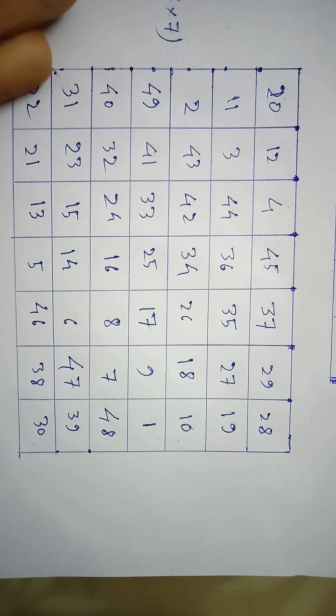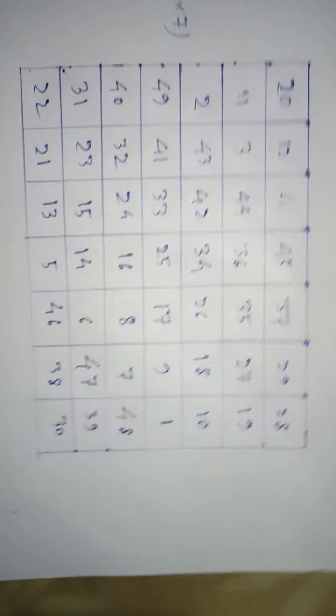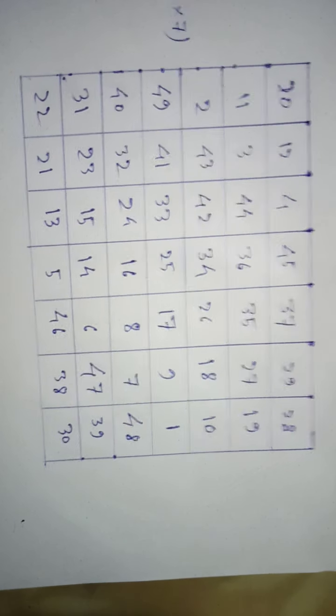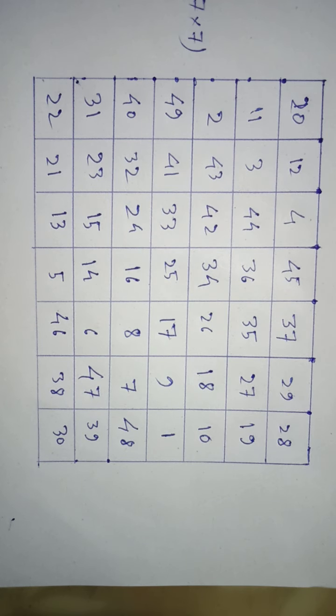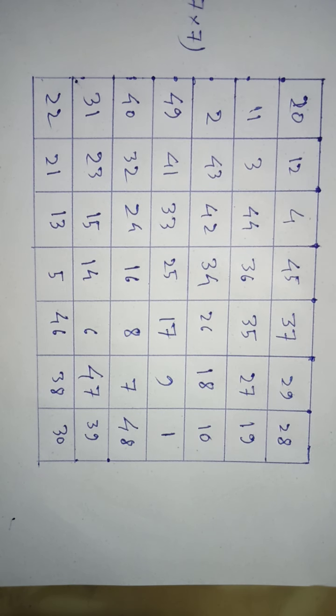Complete. If we add these numbers along any row or column or diagonal wise, you will get 175. You can also check it.